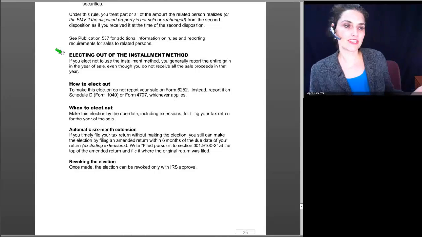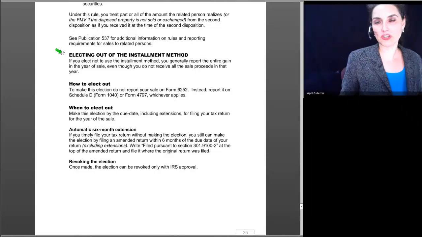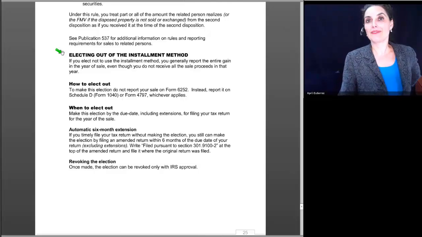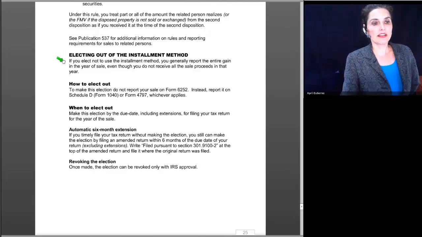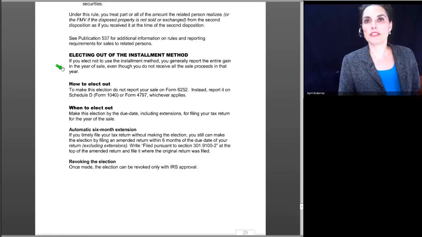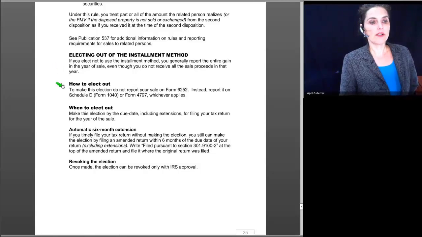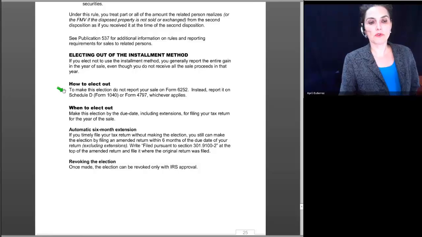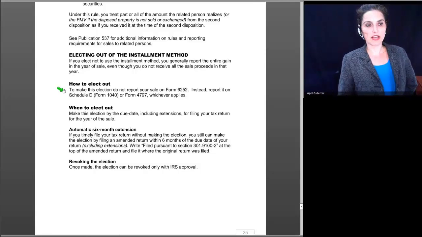So everything I've been talking to you about is what you do when you have an installment sale, but it is possible to have an installment sale and then elect out of the installment method. If you elect not to use the installment method, you generally report the entire gain in the year of sale, even though you do not receive all sales proceeds in that year. How do you elect out? To make the election, do not report your sale on Form 6252. Instead, report it on Schedule D or Form 4797, whichever applies.